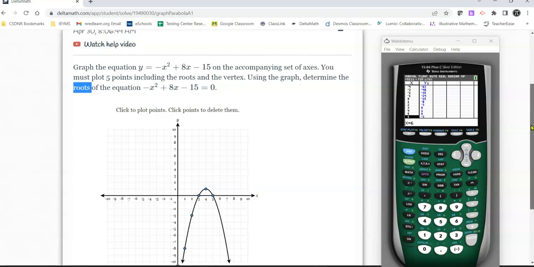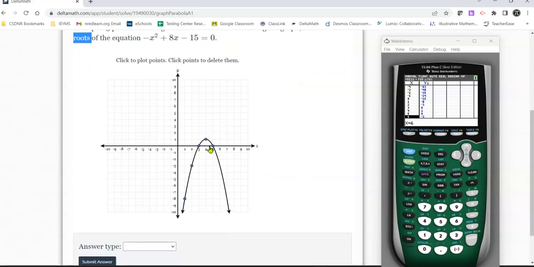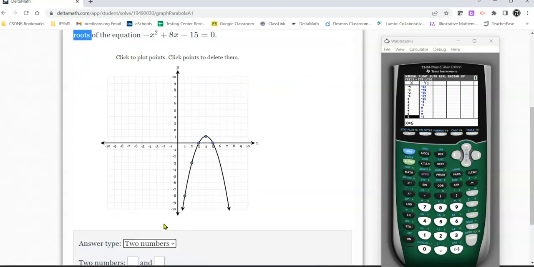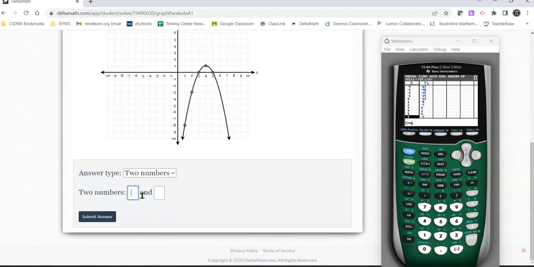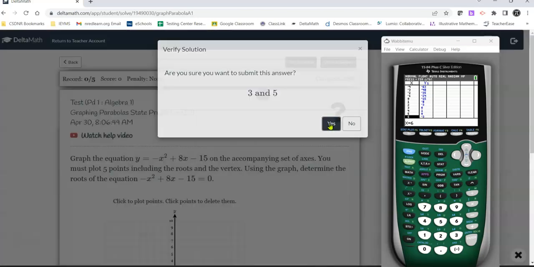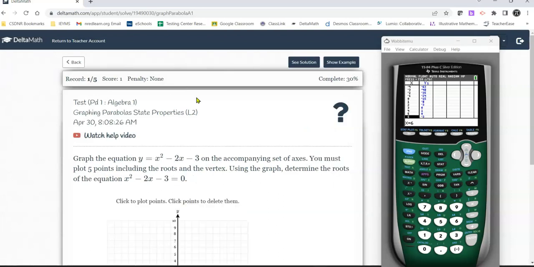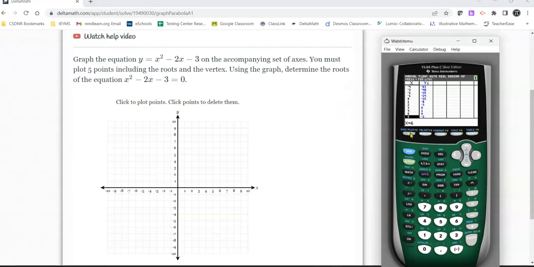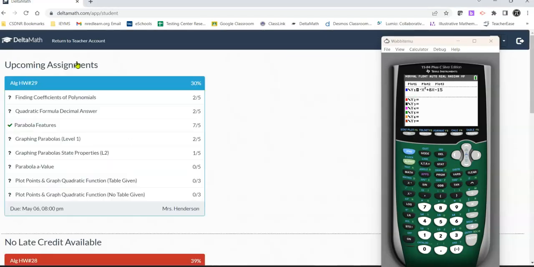Now the roots are the x-intercepts, also known as the zeros. So there are 2 of them, so we're going to choose 2 numbers, and we're going to choose 3 and 5. The roots are 3 and 5. All right. You do this again. You go to your y equals button, you graph, you plot, and you identify the 2 roots. Okay.